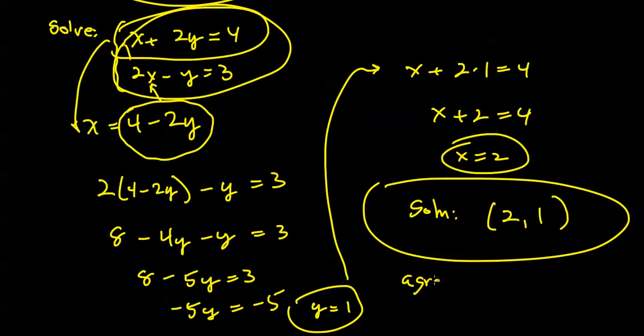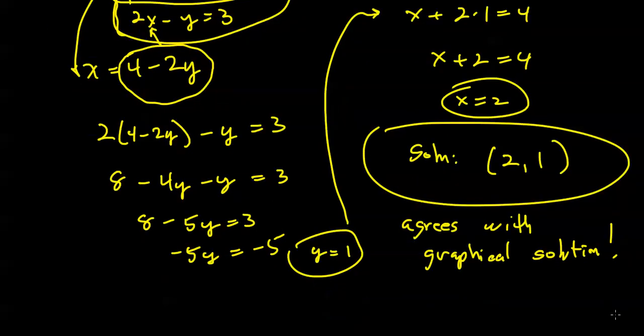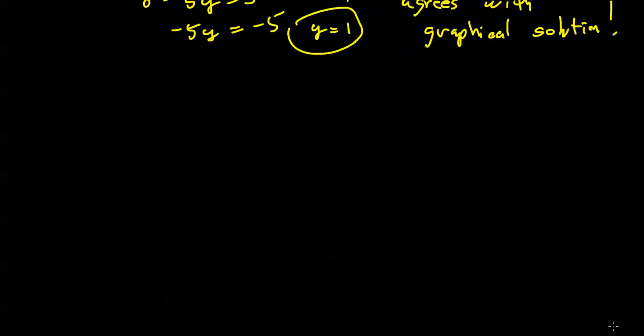Write that down. Agrees with the graphical solution. Okay? Alright, that's our substitution method in a simple example. Let's do a substitution method solution with a bit harder example. Solve the system.